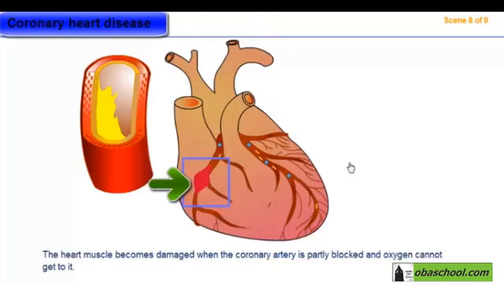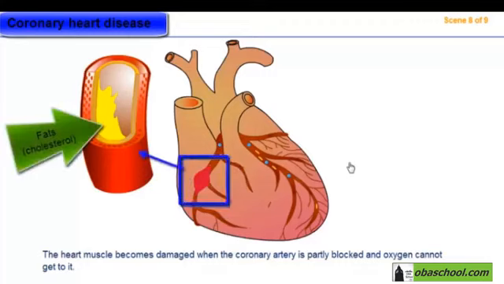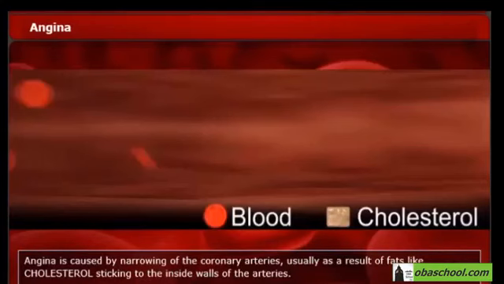But the question here is, how can the coronary artery get blocked? The coronary artery gets blocked as a result of the build-up of fat deposits or cholesterol on the walls of the artery. And this will probably lead to a heart attack or angina. So notice, guys, how the blockage of the coronary artery happens.